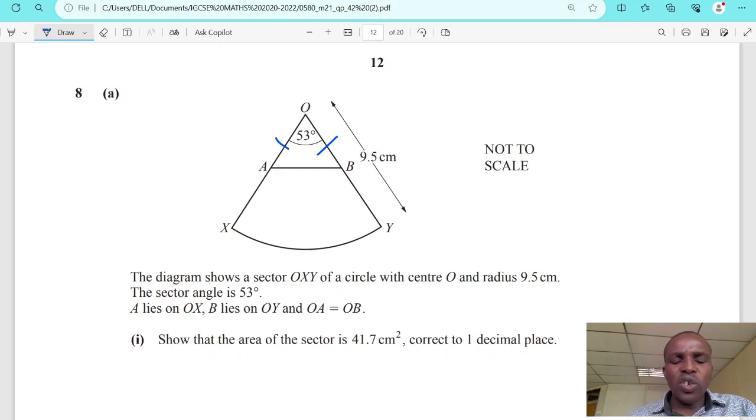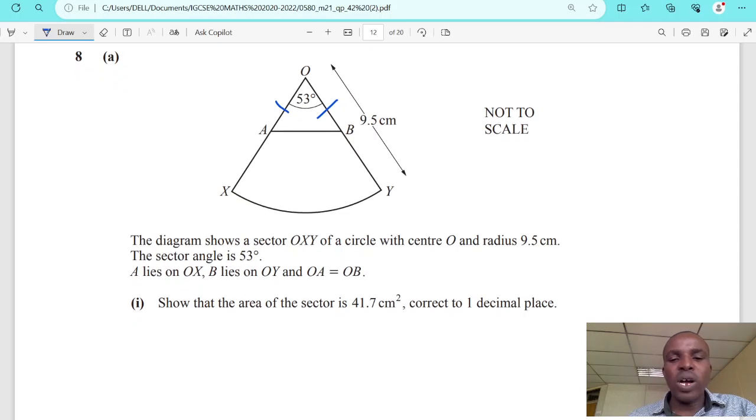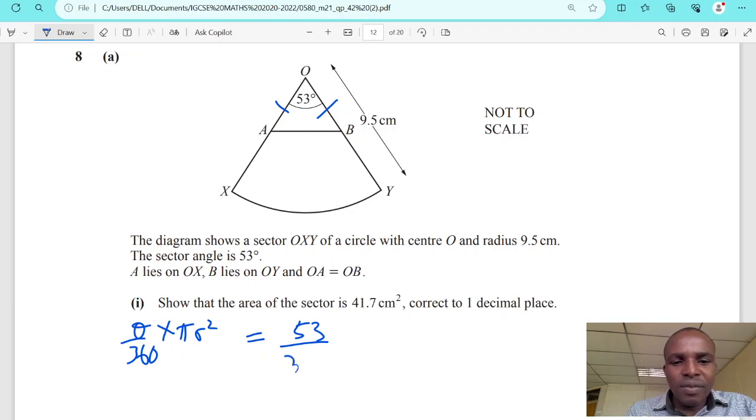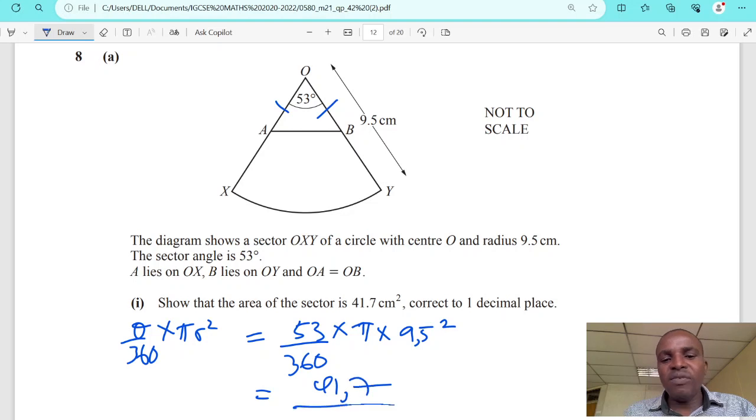Then they said, show that the area of the sector is 41.7, correct to 1 decimal place. Area of a sector is theta over 360 times the area of a circle, which is pi r squared. So our theta is 53 over 360 times pi times radius. What's the radius? 9.5 squared. Punch in your calculator. Surely you get 41.7 square centimeters.